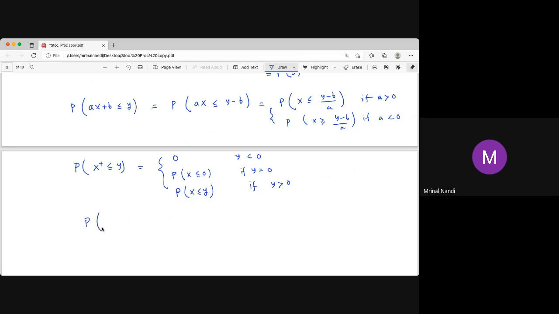Similarly, for x minus, this will be 1 if y is positive. Actually, we can put these two things together and write that if y is greater than or equal to 0, it is 1, and if y is strictly less than 0, then it is x less than y.